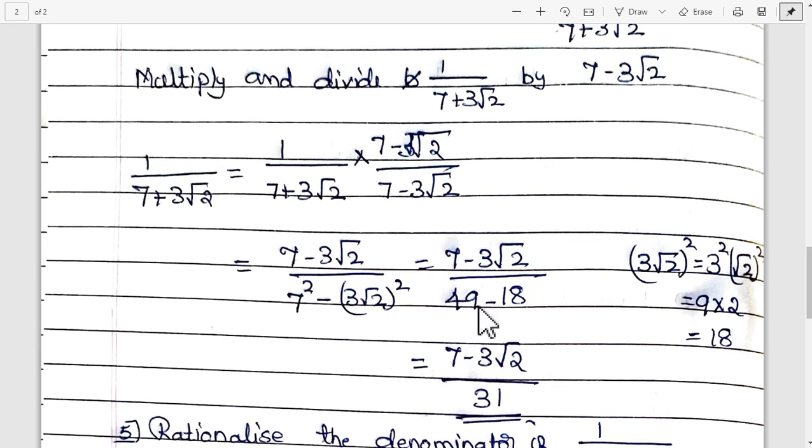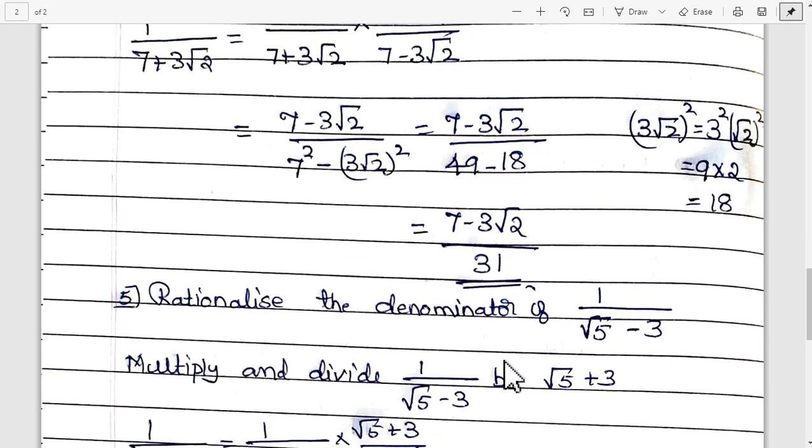So 3 root 2 whole square: m into n whole square is m square into n square. So 3 square, root 2 square. 3 square is 9. Root 2 square, square and square root get cancelled and 2 remains. So 9 into 2, 18. So 7 minus 3 root 2 divided by 49 minus 18, which is 31.